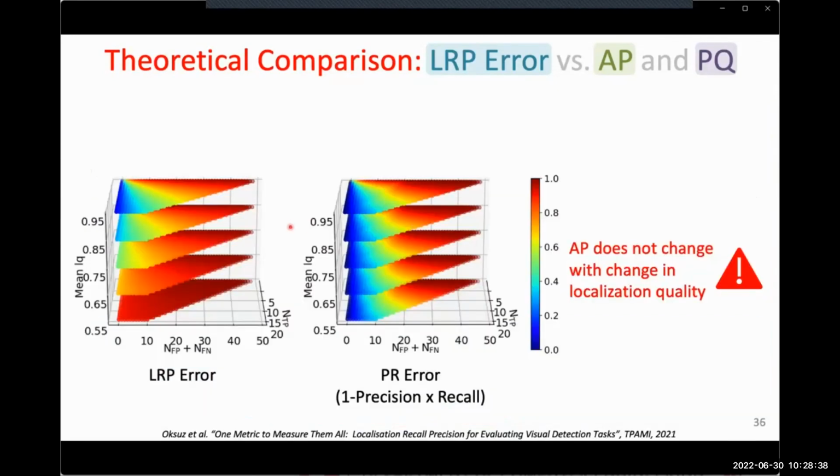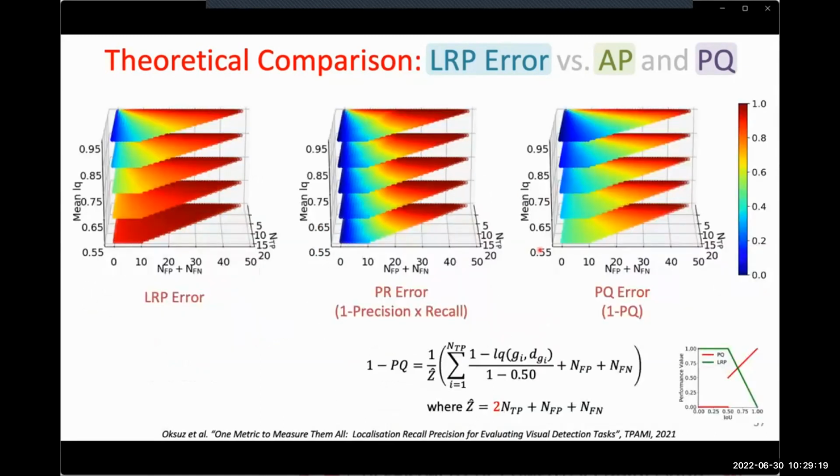When we look at how these errors are distributed in a three-dimensional space, spanned by the number of true positives, the number of false positives and false negatives, and localization quality, we see that LRP error is uniformly and continuously changing with a change in any of the axes. Whereas average precision or its error version does not include localization. Therefore, a change in localization quality does not affect PR error or average precision.